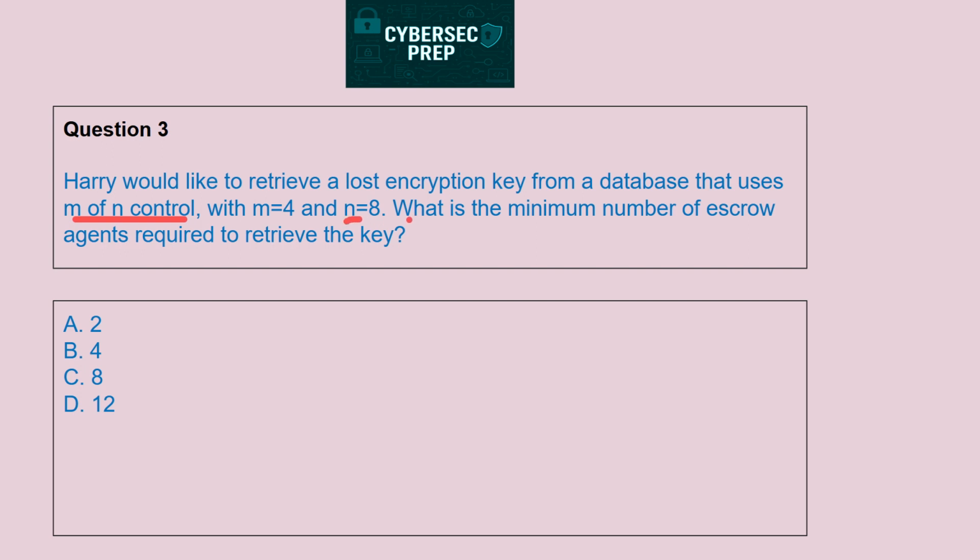Okay, so the key will be split between these 8 people. However, when you want to retrieve the key in case it is lost, then at least 4 of these 8 people should work with each other to retrieve that key. It ensures that you have security as well as redundancy. So now tell me, what is the minimum number of escrow agents required to retrieve the key? Now we have learned what N is and what M is, so we know that the minimum number of escrow agents required is 4. So option B is the right answer. Moving on to the next question.